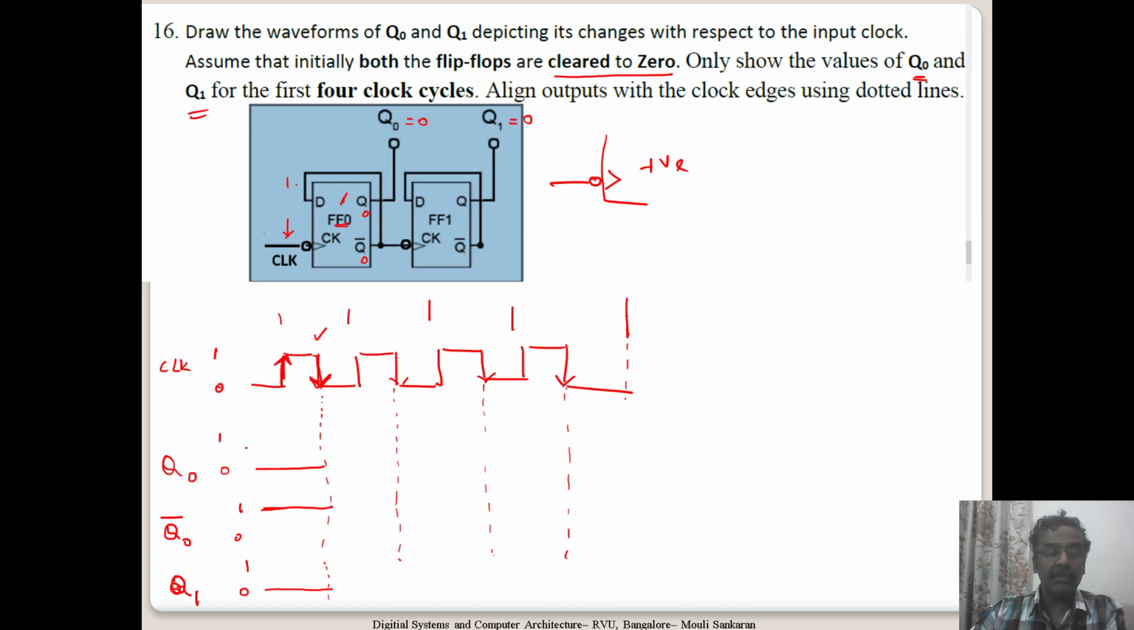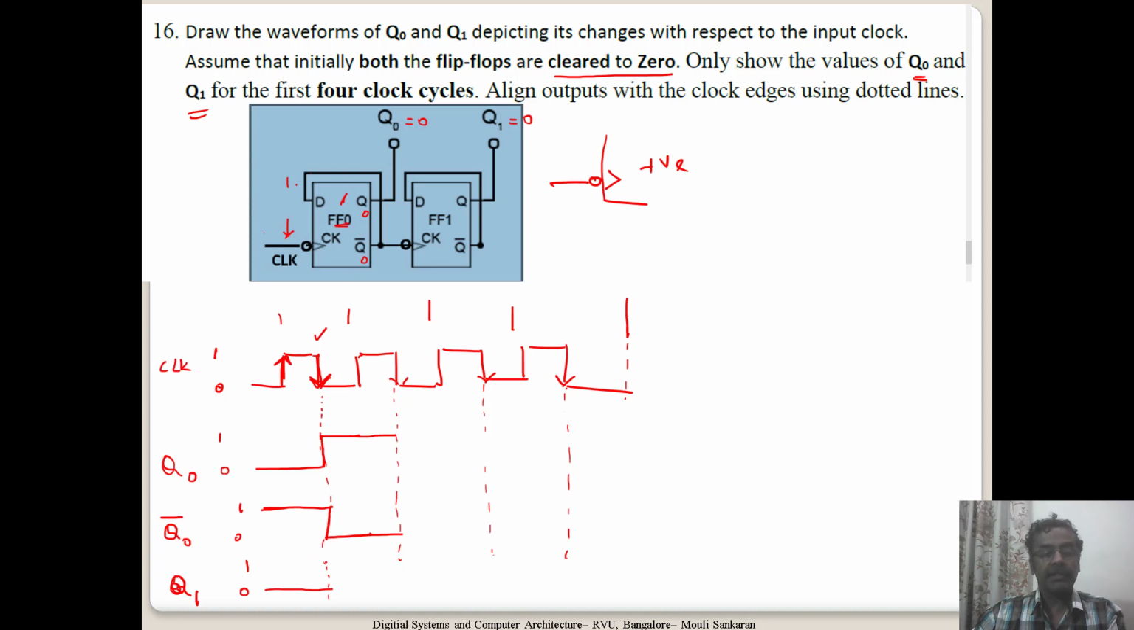The Q was earlier 0. Now it should become 1 because its input is 1. So 1 gets latched. Now when Q0 becomes high, Q0 bar will naturally become low. Correct? Okay, this is what is happening. Now this is a positive edge. Will there be any change? No, because this D flip flop is not going to respond to any positive edges. So let us continue crossing this edge.